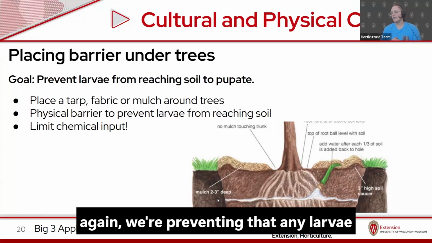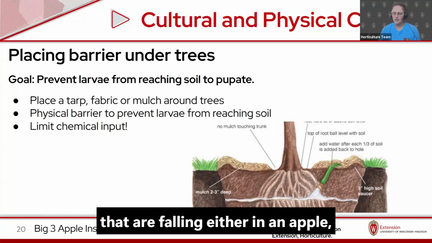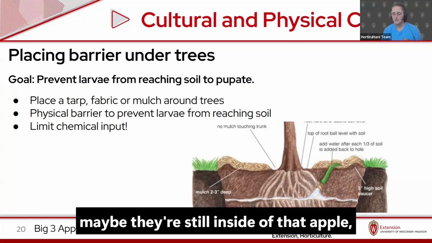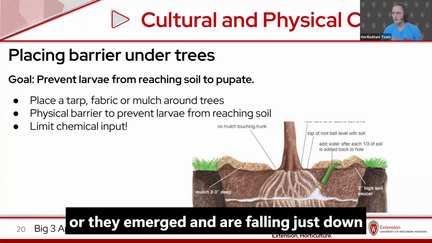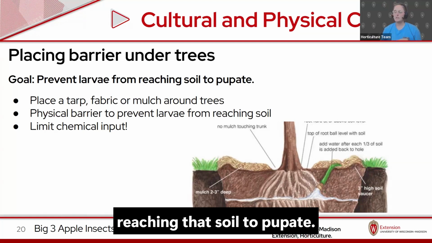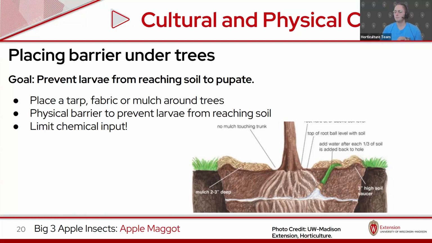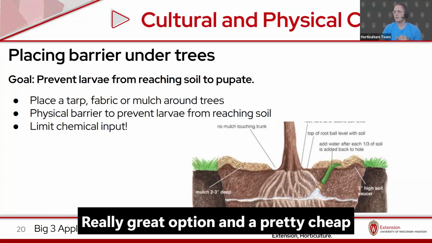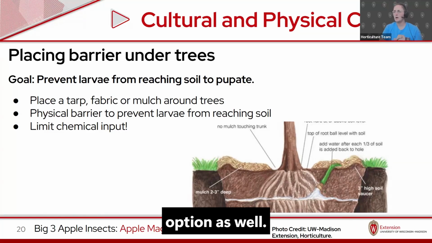Again, we're preventing any larvae that are falling, either in an apple, maybe they're still inside of that apple, or they emerged and are falling just down to the soil. We're preventing them from reaching that soil to pupate. Really great option and a pretty cheap option as well.